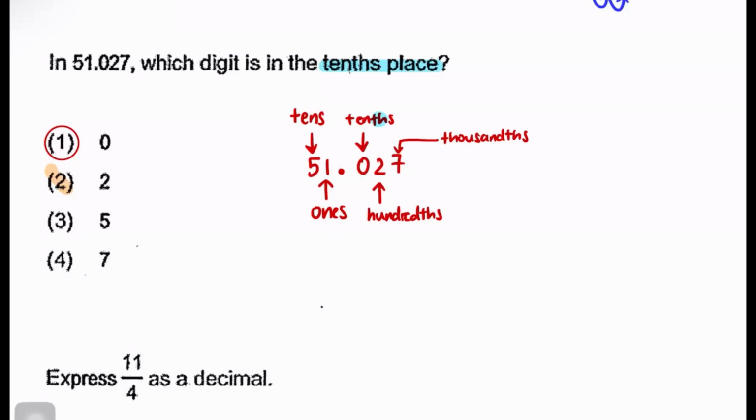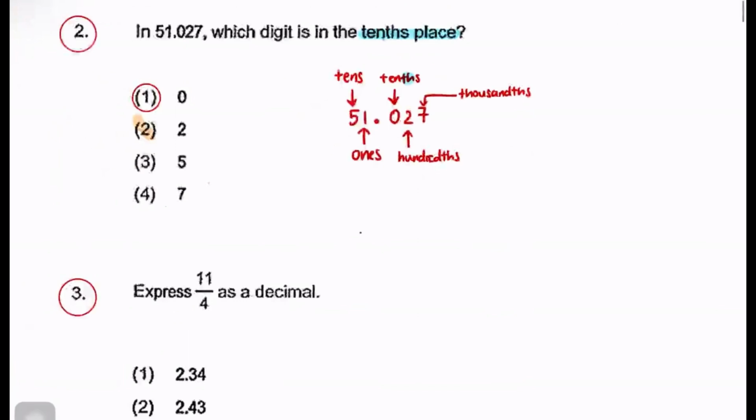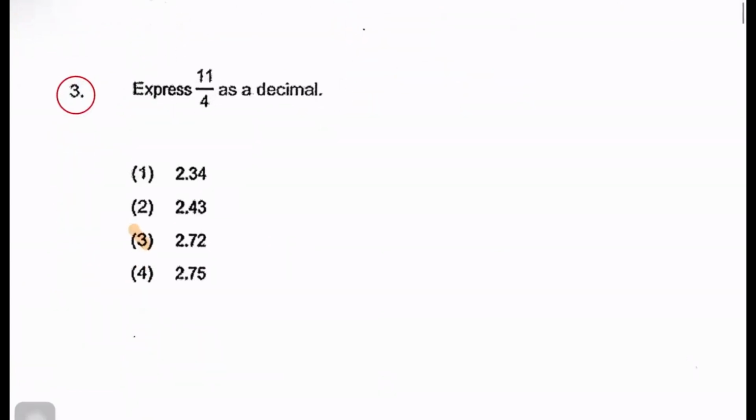All right. Question 3. Express 11 over 4 as a decimal. 11 over 4 is a fraction, correct? We need to turn it into a decimal, so must be point something. How do we do this? When we want to convert a fraction into a decimal, there are a few ways we can do it. One of them, divide by 4.